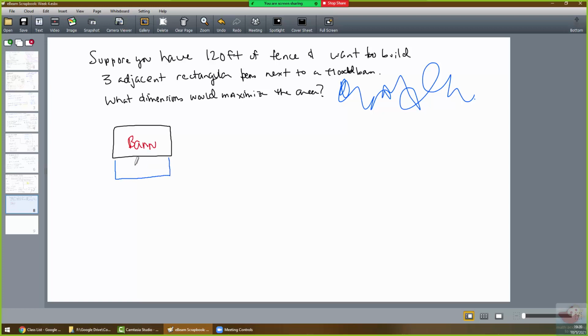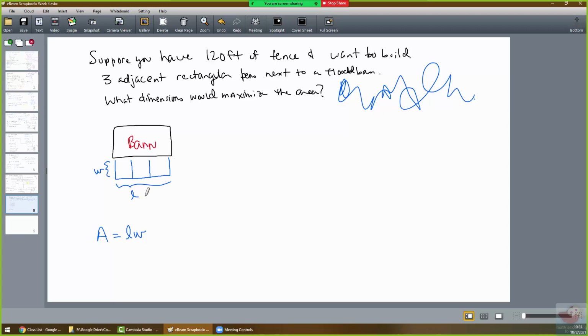So if we wanted 3 adjacent rectangular pens next to the barn, the drawing's going to look something like this. And we need a function for its area. What is the formula for the area of a rectangle? It'll be length times width. Excellent. So for our drawing, this would be the width, and this would be the length.